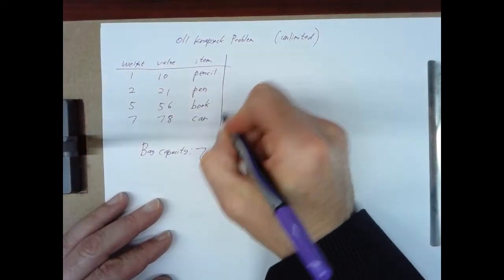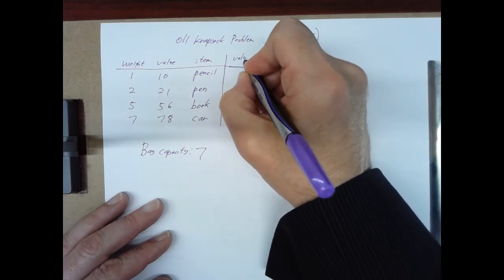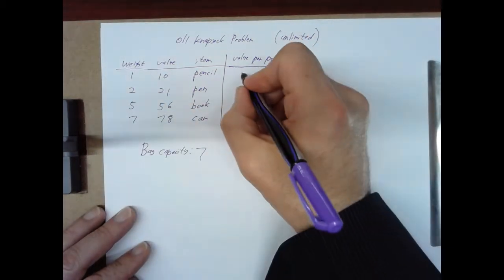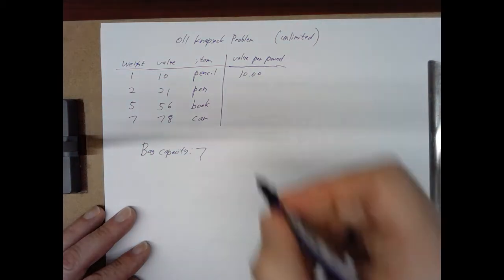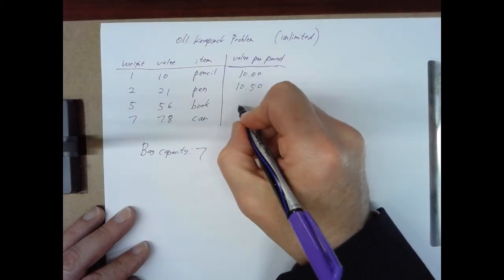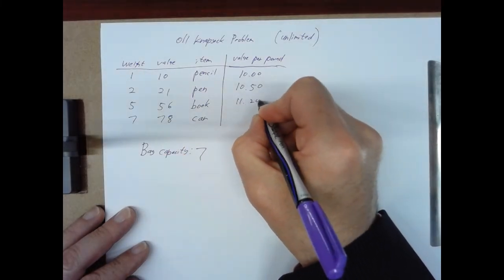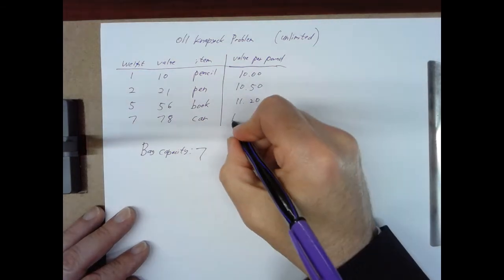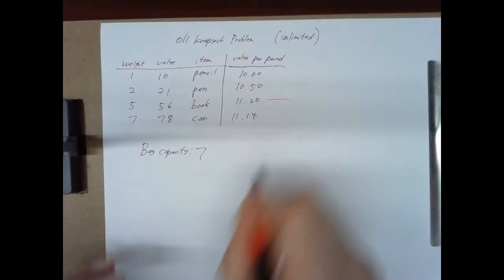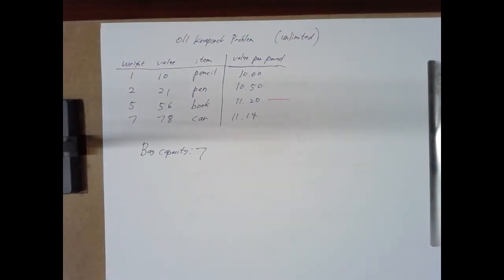And this kind of makes sense if we look at value per pound. So divide your value by the weight. Pencil's worth $10 a pound. The pen is worth $10.50 a pound. The book is worth $11.20 a pound. And the car is worth $11.14 a pound. And our most valuable item is the book, right? It's over $11 a pound.